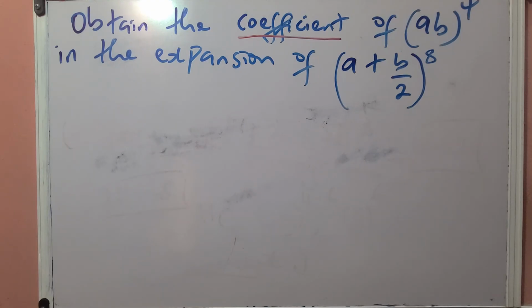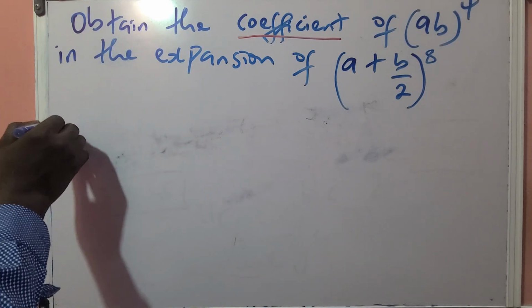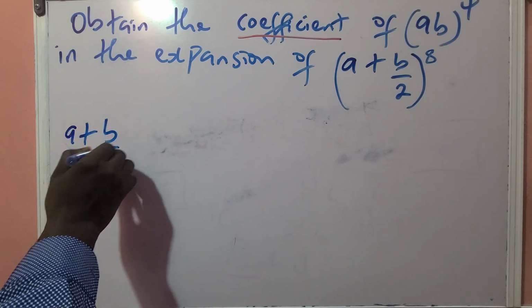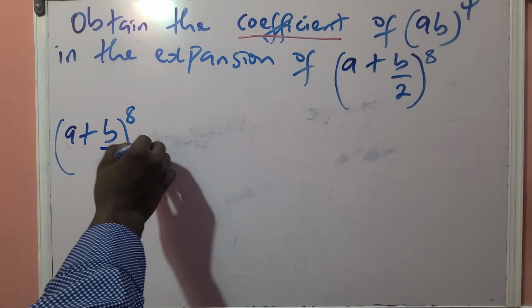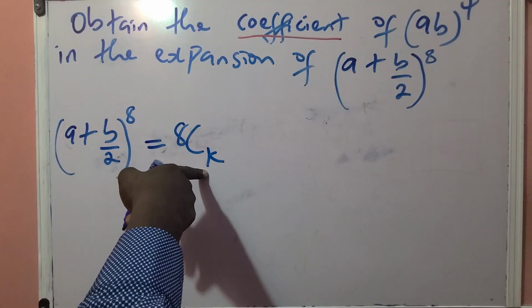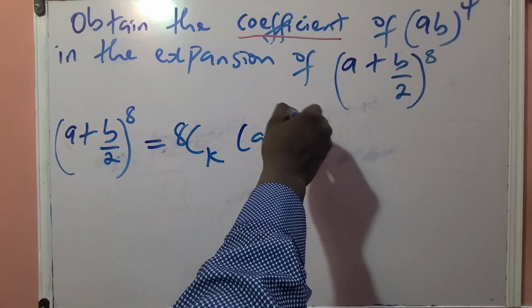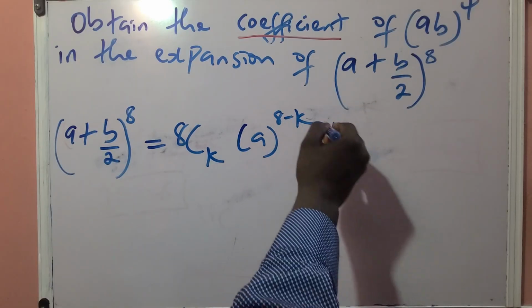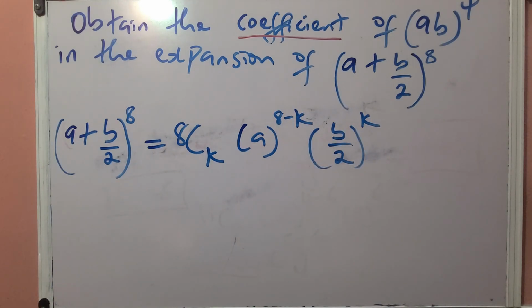So looking at this, you can observe that, as I said, the very first step is for you to decide, if you wanted to solve this by expanding this completely, what you're going to have is 8 combination k. Of course, you would not include any k value. Then a raised to power 8 minus k, and then b over 2 raised to the power of k. So this was what you were going to do normally if you were going to expand this completely, but you don't have to expand this completely.